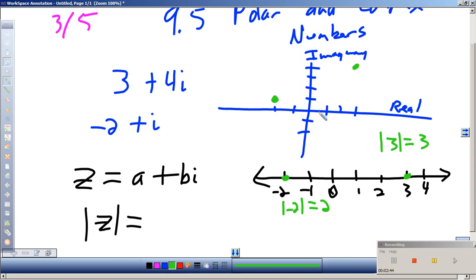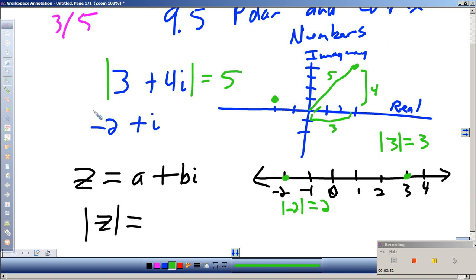However, instead of being a one-dimensional thing, we do 2 dimensions. So how far is this from 0? If you think, how long is this? Yeah, 5, because this side would be 3, this side 4. 3 squared plus 4 squared is 25, so this would be 5. So the absolute value of 3 plus 4i is 5. Does that make sense?